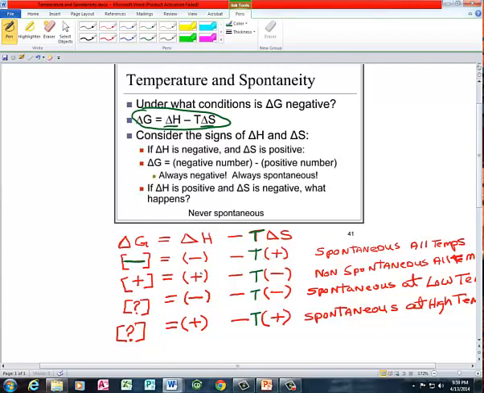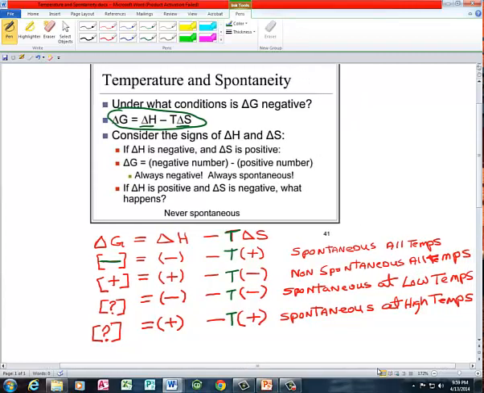On the other hand, if they are opposite in the incorrect direction, where I have a positive delta H, that means my process is endothermic, and my delta S is negative, meaning my system becomes more ordered. Now I have an endothermic process which is causing the system to become more ordered. That reaction will never happen. It will be non-spontaneous regardless of what the temperature is. Completely non-spontaneous no matter what the temperature.